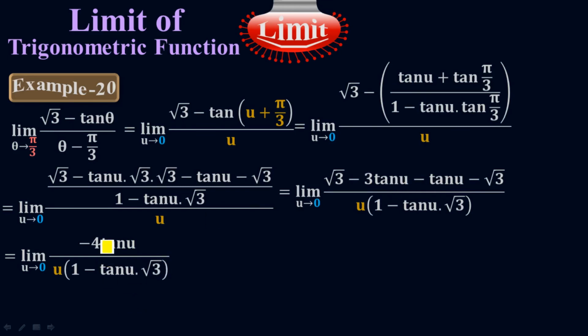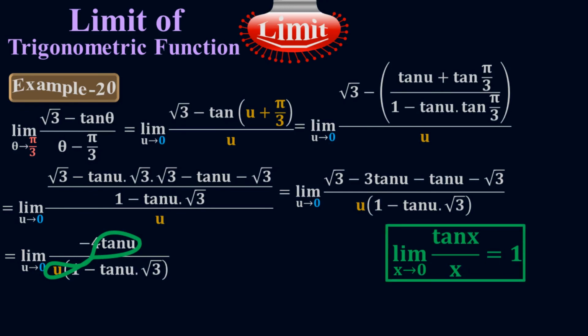When you look at this term, tan u over u, I'm going to put it equal to 1. There is a formula: the limit of tan x over x where x approaches 0 equals 1. So in this case, I have the limit of tan u over u. Ignore negative 4 for a moment. The limit of tan u over u where u approaches 0 equals 1. I applied this formula here, and for the x, I have u here.